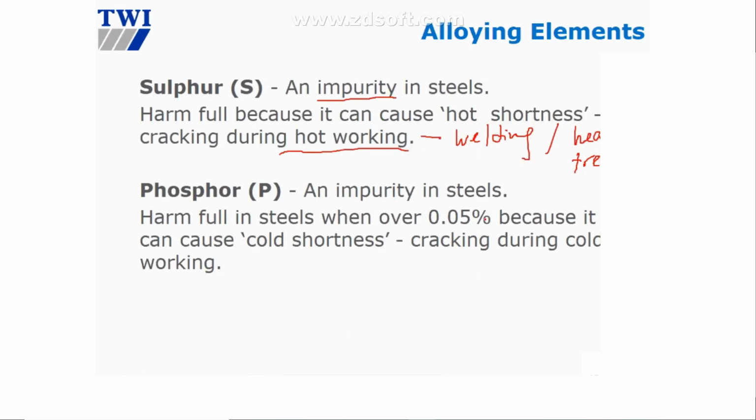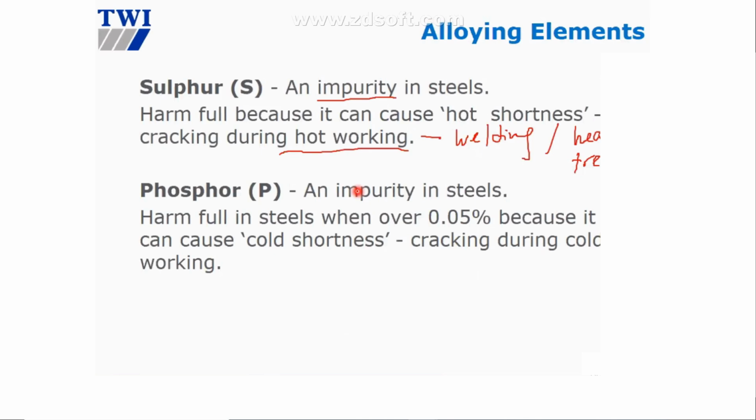All right. If the material has a very high percentage of sulfur, what happens? The grade, the quality of the material becomes lower. So it's low quality if we have very high sulfur in the material, because of the problem with cracking that can occur during welding and also heat treatment.